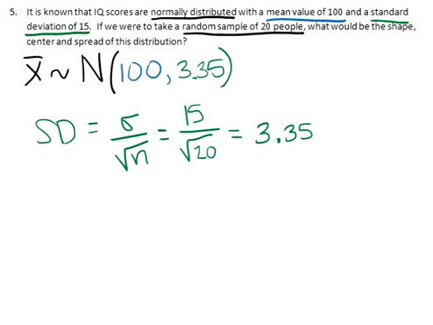So, we will have a normal, bell-shaped and symmetric graph because the population is normal. We will have a center at 100 because the population center is at 100. And we will have a standard deviation of 3.35.